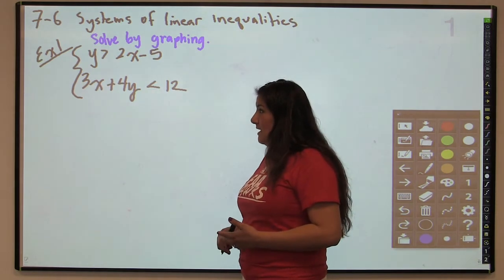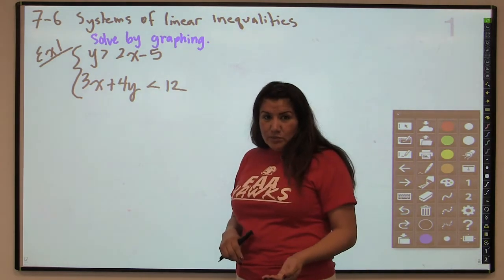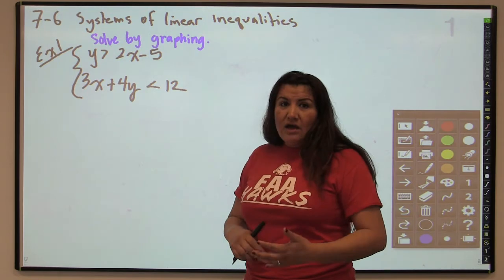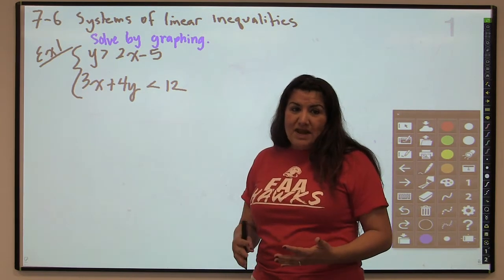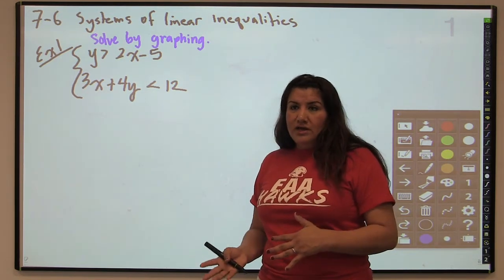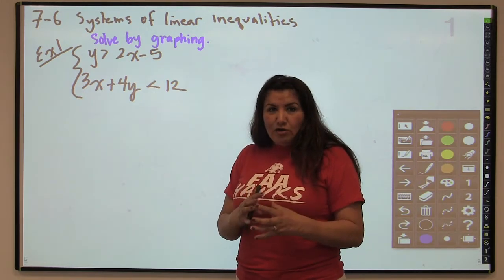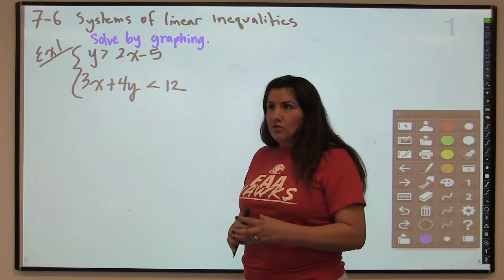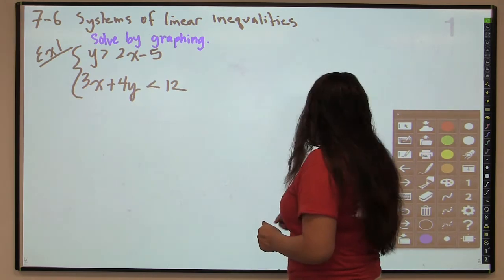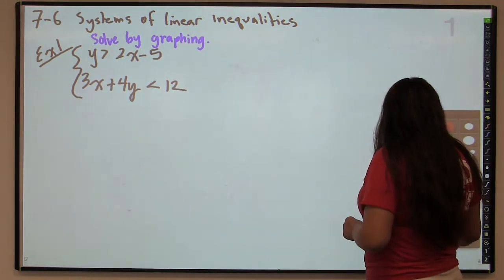A lot of it is the same, but as you recall from the previous section, when you graph an inequality, you have shading and boundary lines that either need to be dashed or solid. And so we're actually going to have entire regions that are crossing as opposed to just lines that are crossing. So I'm going to attempt to show you how to do that in this lesson.